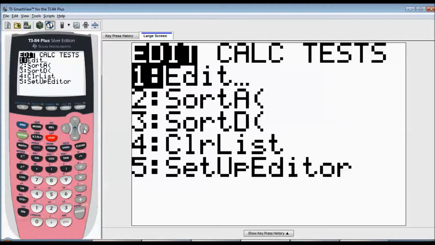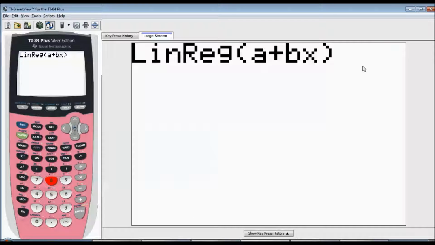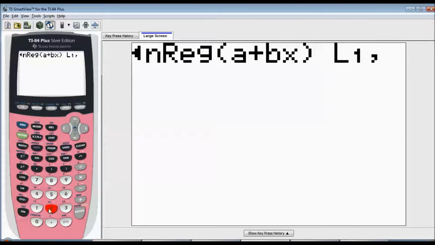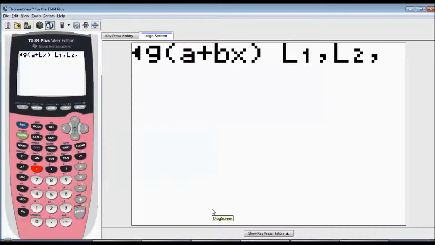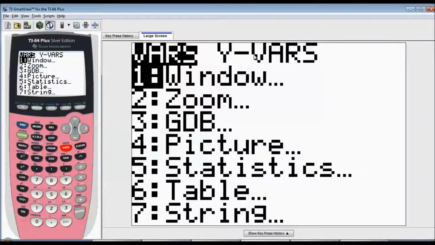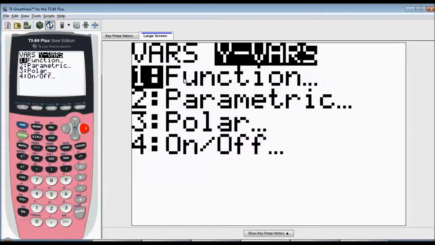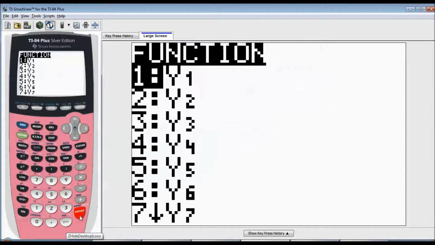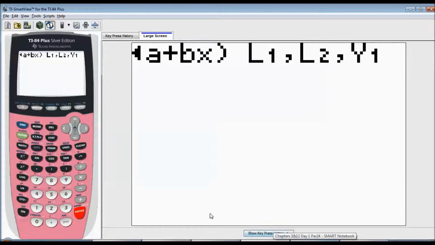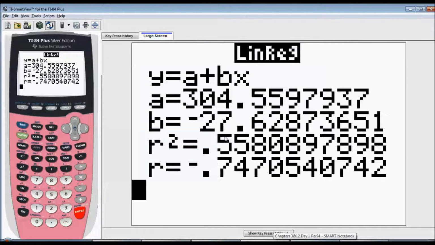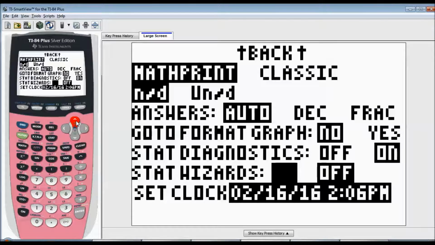So now, if I go stat calc and I do a linreg a plus bx, this is what it looks like on the TI-83. So I could do L1, comma, L2, comma, and then for the Y1, that's going to be under variables. It's a y variable, and it's a function because it's one of the things that you do when you're trying to graph functions. And then you can run that, and it's going to look like it looks like on the 84s. So again, just don't forget to turn stat diagnostics on. Stat wizards, if you have it, should also be on.